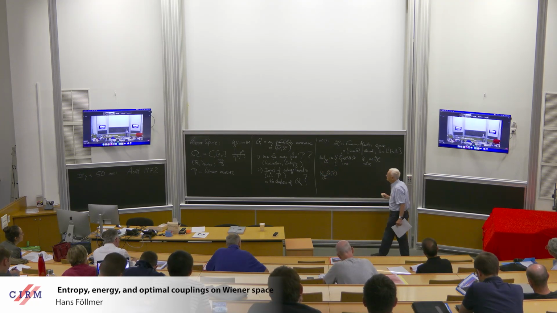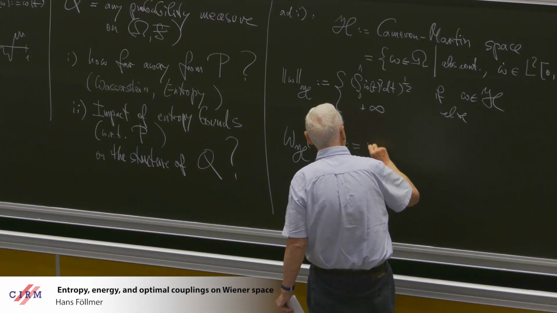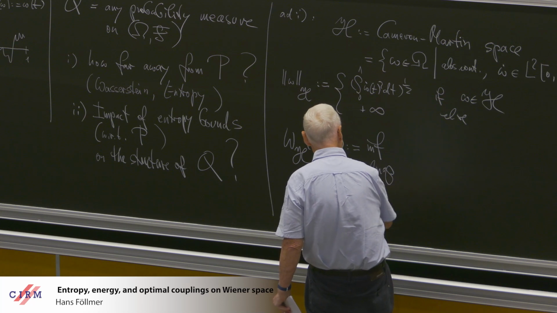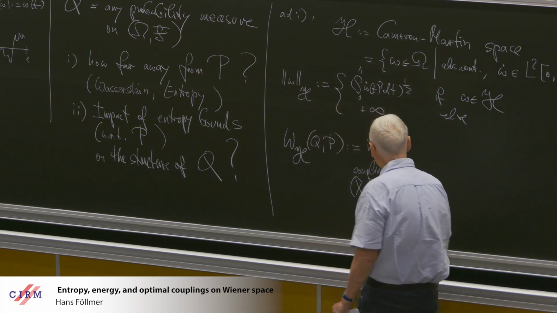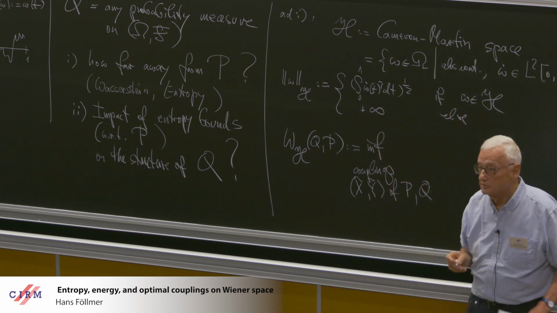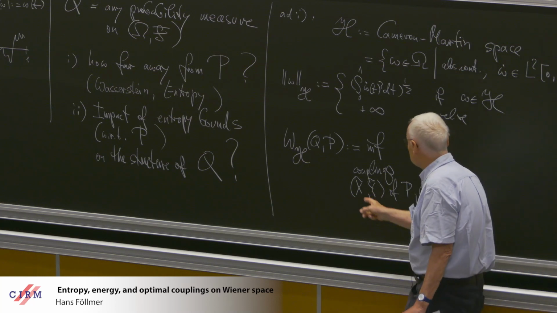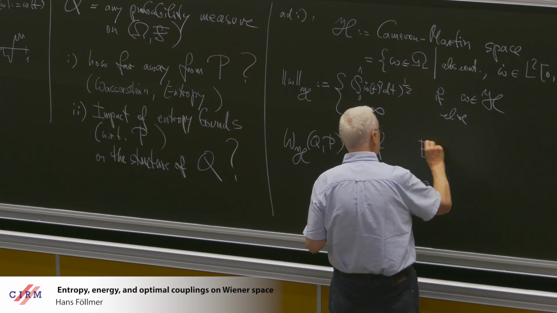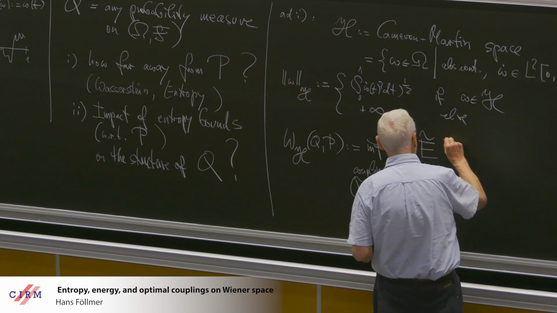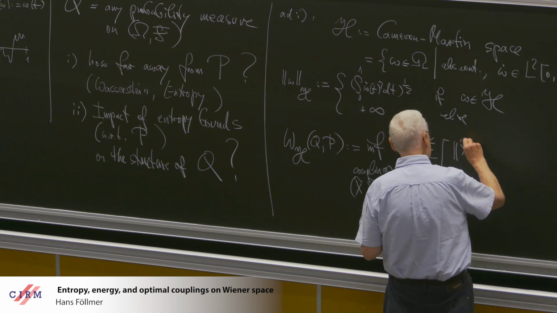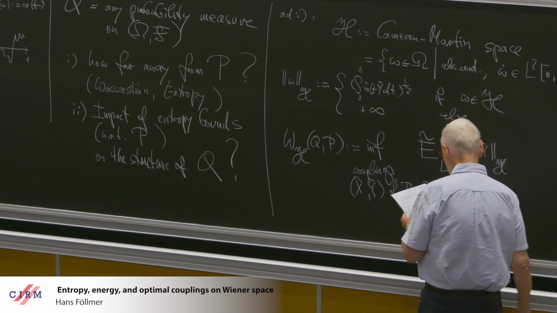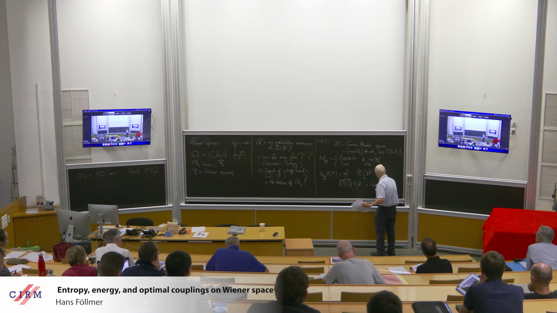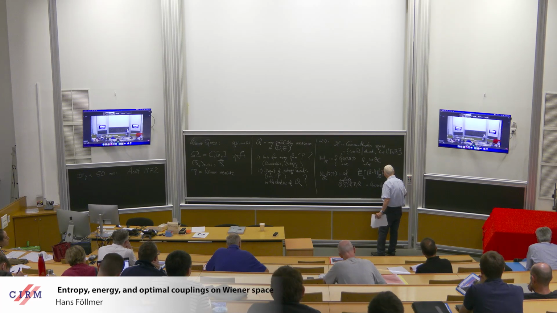So the distance of Q from P is the infimum over all couplings of P and Q, meaning these are omega-valued random variables on some probability space somewhere, such that the first has law P and the second has law Q. And then we take, on that probability space in the background, the difference in terms of the Cameron-Martin norm. So that's the Wasserstein metric, which we are first going to use. There will be a second one later on.